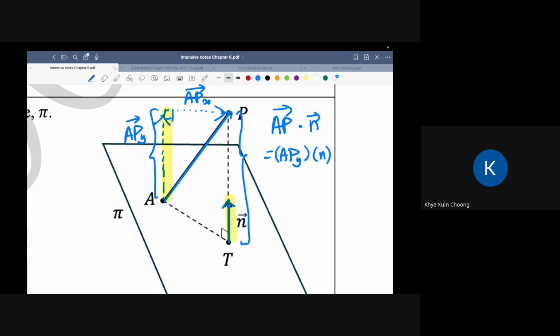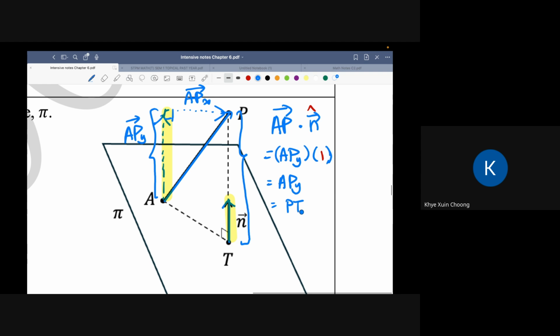But over here, we multiply by n, it's still multiplied by a number. We cannot get the shortest distance, right? Okay, so what happens here is you don't multiply by n, you multiply by its unit vector. When you multiply by its unit vector, the magnitude of the unit vector is actually 1. Since the magnitude of the unit vector is 1, you get APY, where your APY is actually equal to the length of PT.